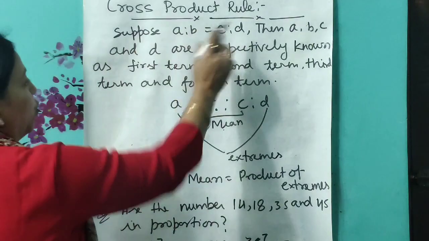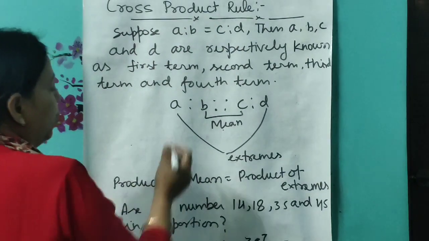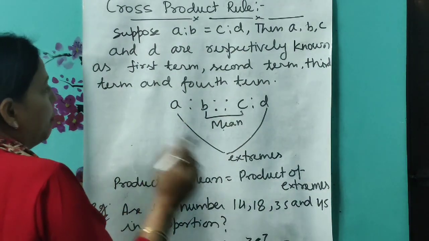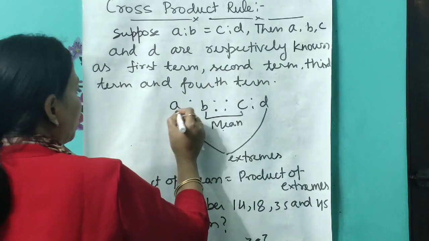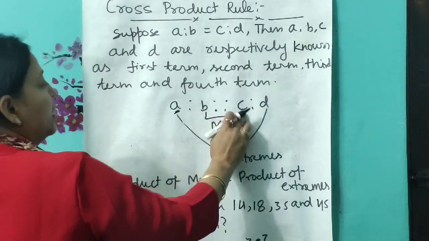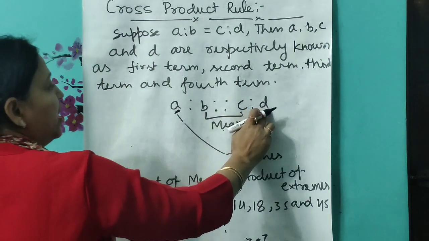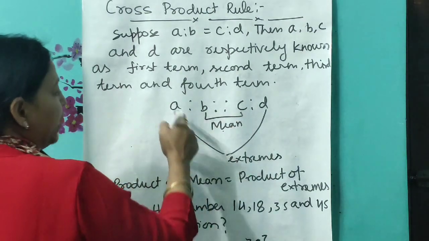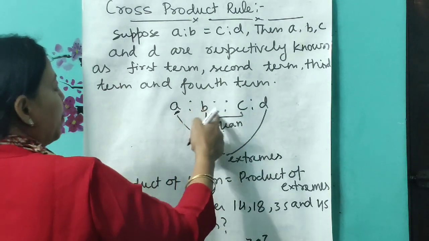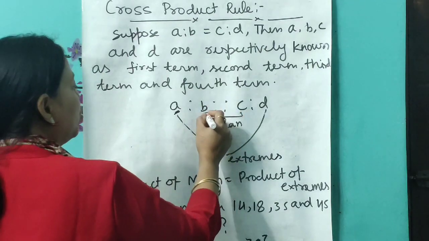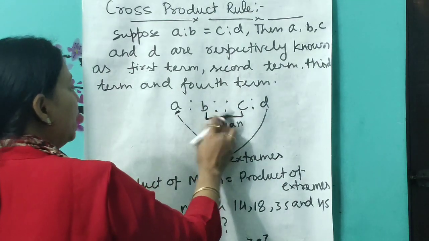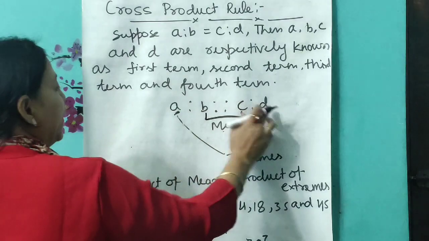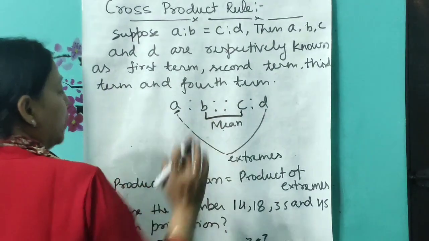Next is the cross product rule. In the cross product rule, suppose four numbers A, B, C, D are in proportion. Then A is known as the first term, B the second term, C the third term and D the fourth term. If it is written in the form of proportion, A is to B in proportion with C is to D, then the two middle terms are known as the means and the two outer terms are known as the extremes. So A and D are the extremes and B and C are the means.